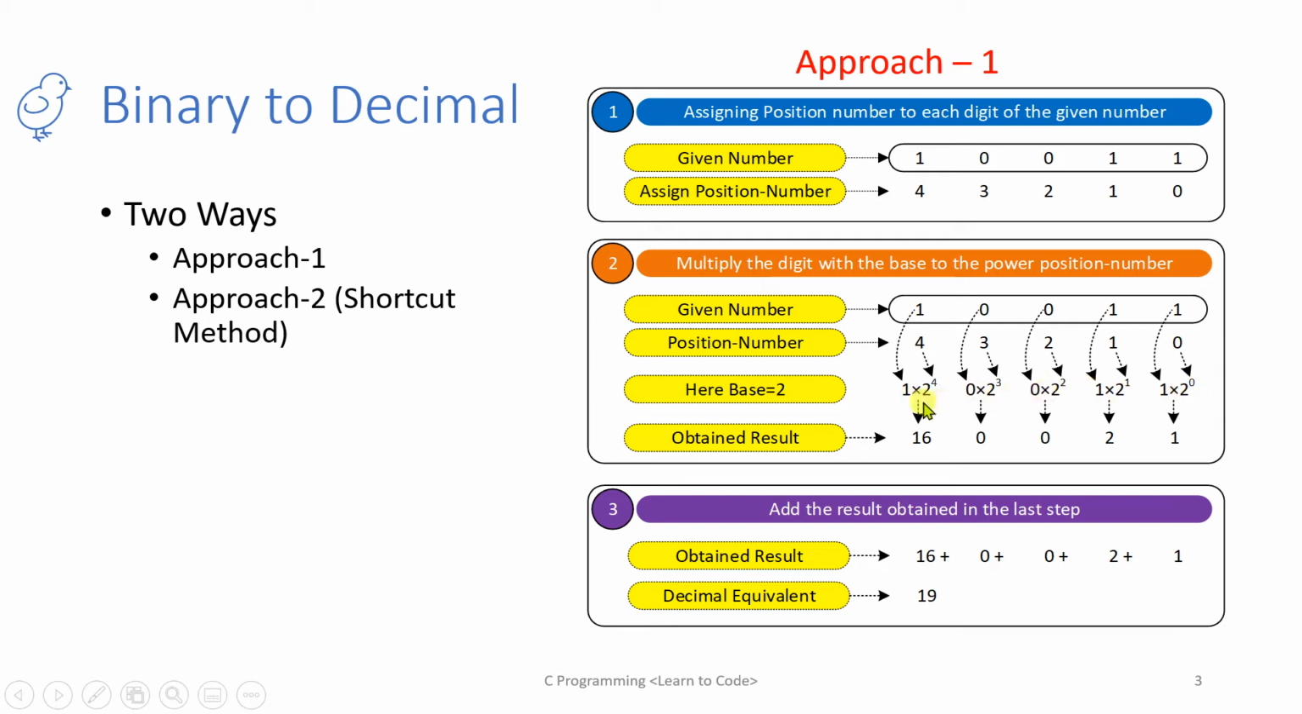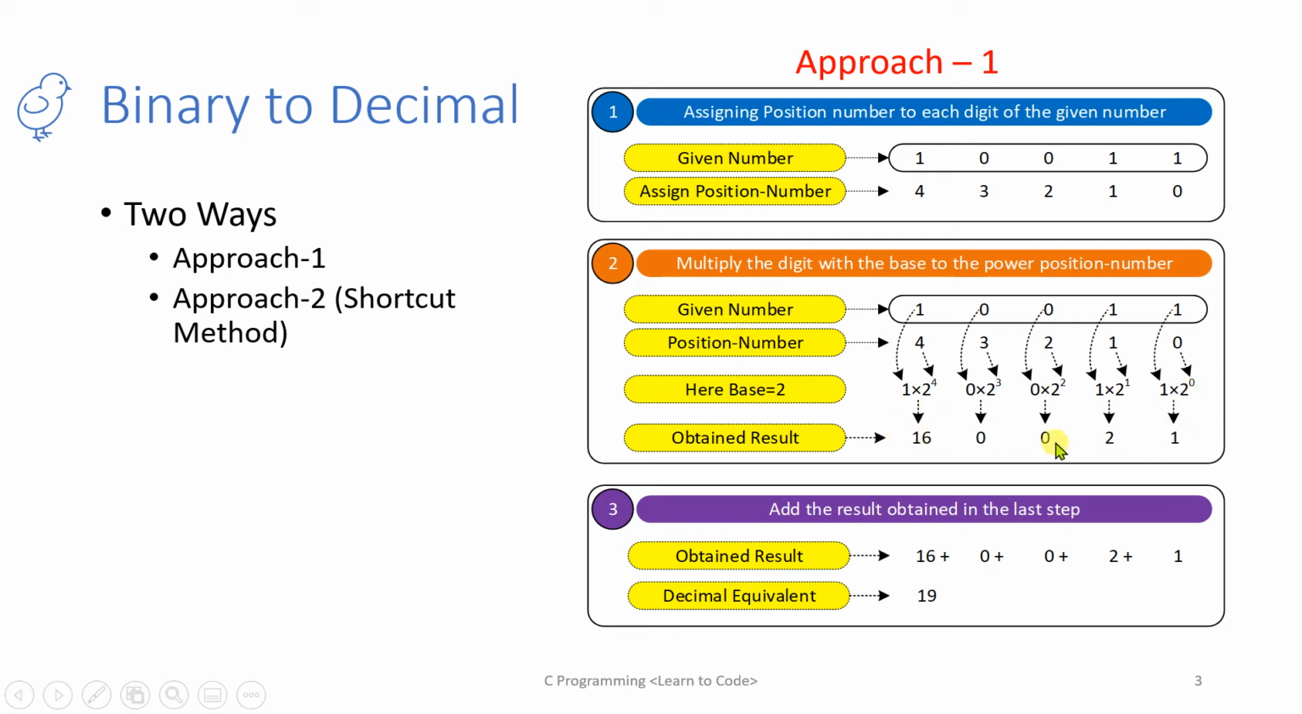After doing this, I have to obtain the result. So what is the result? 2 to the power 4 is 16, 16 into 1 is 16. 2 to the power 3 is 8, but 8 multiplied with 0 is 0. 0 multiplied with anything becomes 0. Here 2 to the power 1 is 2, so 1 into 2 is 2. Here 2 to the power 0 equals 1, so 1 into 1 is 1. So this is the second step.